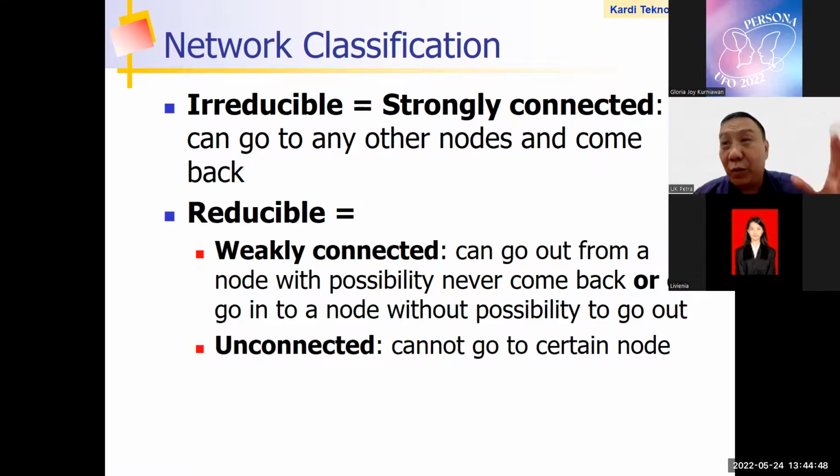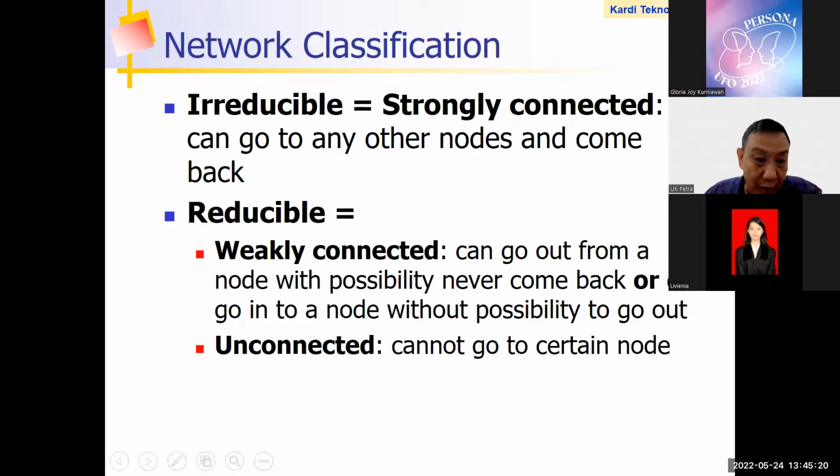For example, a road network is a strongly connected network, meaning that you can go from your home to any place, and then you can also go home. That is a strongly connected network. The other type of network is reducible. This has two possibilities. One is called weakly connected, the other one is unconnected.